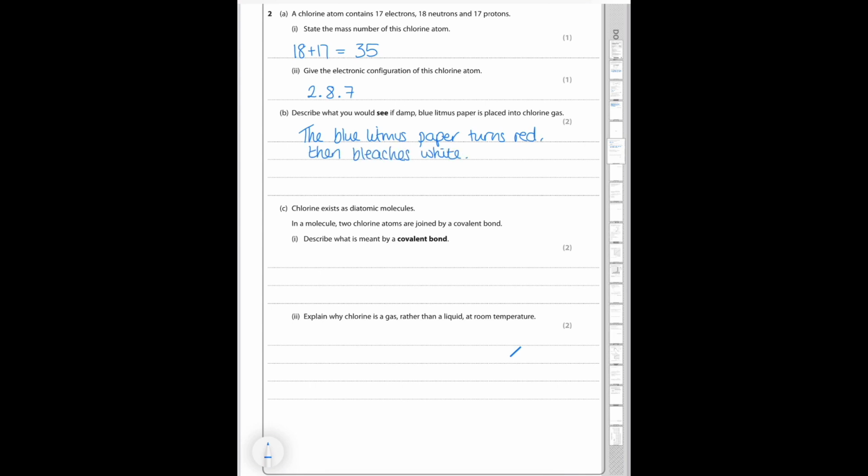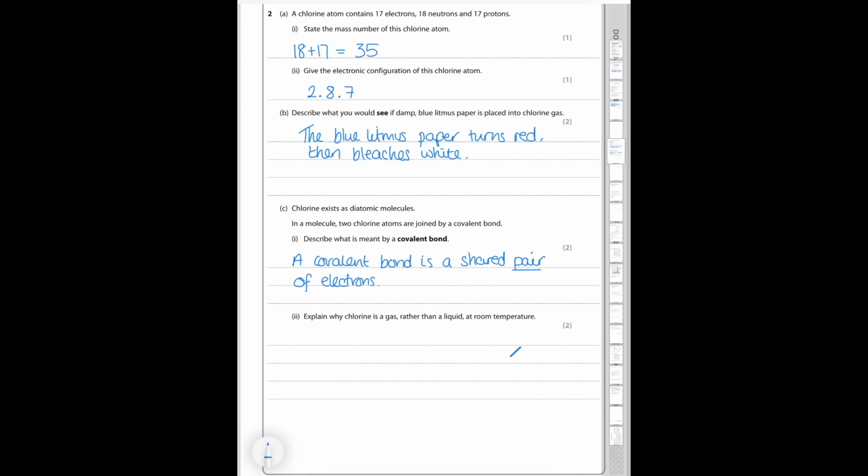For part C, chlorine is a diatomic molecule. In a molecule, 2 chlorine atoms are joined by a covalent bond. Describe what is meant by a covalent bond. So a covalent bond is a shared pair of electrons. For this particular question, if you only put that it is shared electrons, that would only be 1 mark. You have to mention it's a shared pair of electrons.